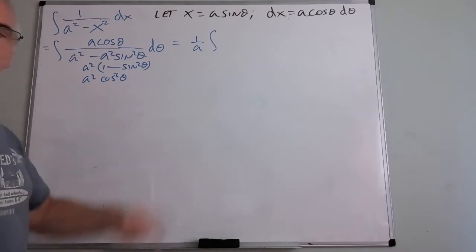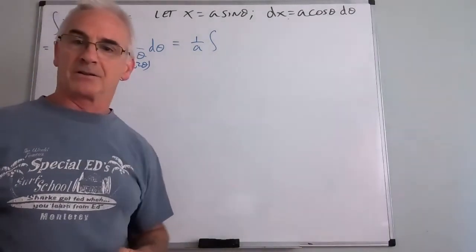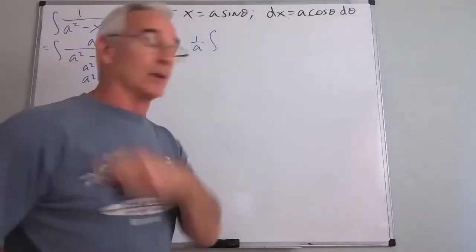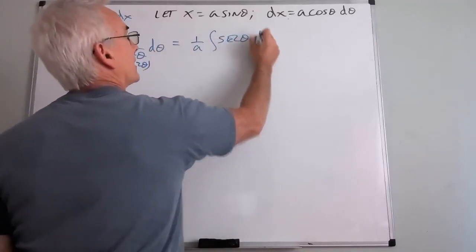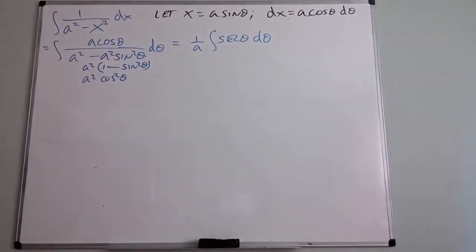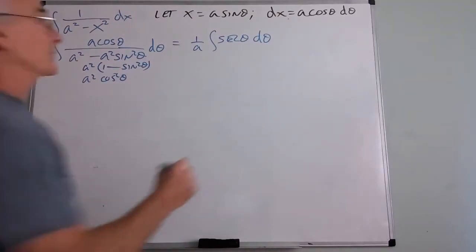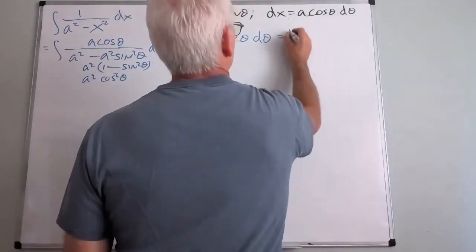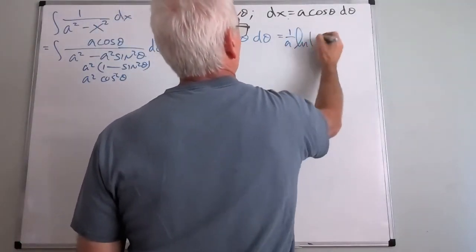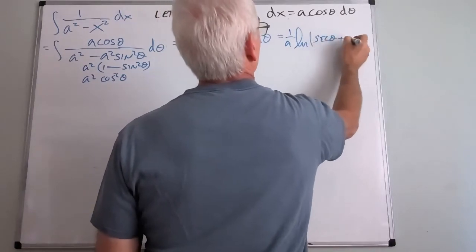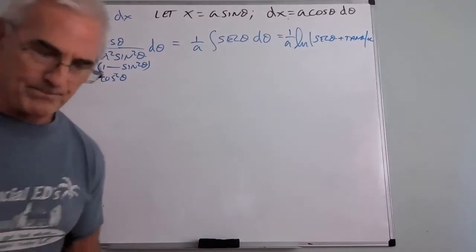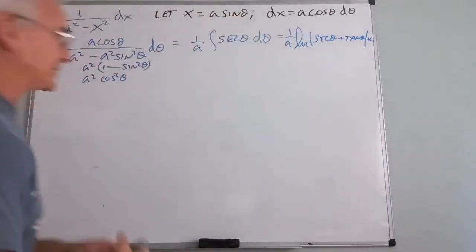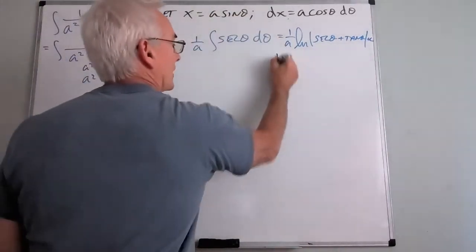So what's 1 over cosine theta? It's secant theta. There is no formula for the reciprocal of any trig function, so I need to just write it like that. Oh, well, that's a piece of cake. I know that one. In fact, I know the antiderivative of all of the individual trig functions. That doesn't trouble me. This is going to be 1 over a times the natural log of the secant theta plus the tan theta. Okay. As we say in my family, piece of cake.